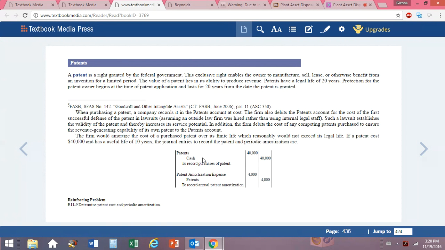Patents aren't like that. It's not like you can see something about them by using an accumulated account. So they just amortize the patent by crediting the patent account. Patent amortization expense and credit patents.